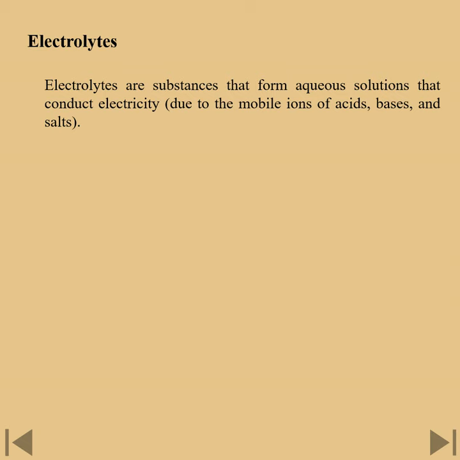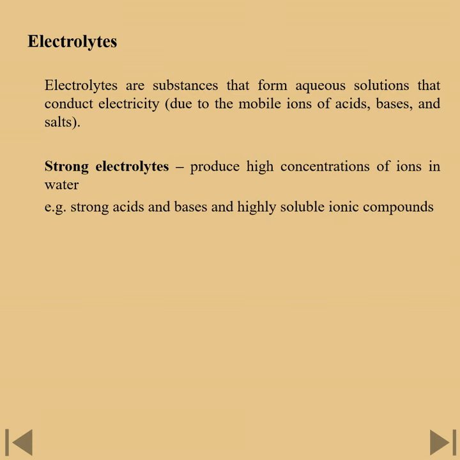Okay, on to electrolytes. While we're talking about solutions, electrolytes are substances that form water-based solutions that conduct electricity. Now, what conducts electricity are ions, so we need mobile ions in solution. Now there are 3 types of electrolytes. We have strong electrolytes, and to be strong, they're going to form ions at high concentrations. We also have weak electrolytes.